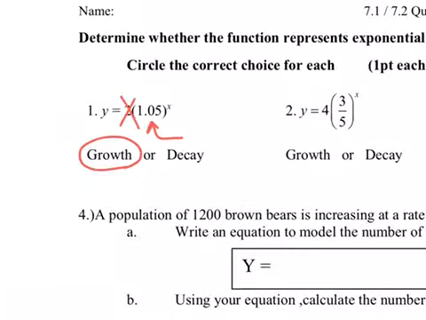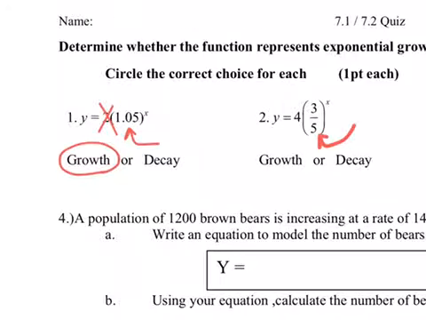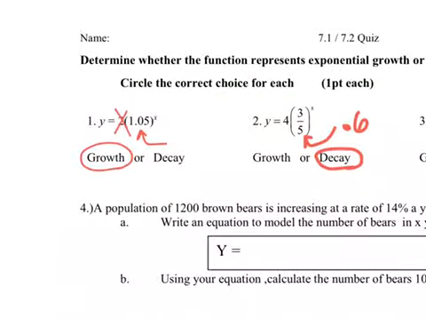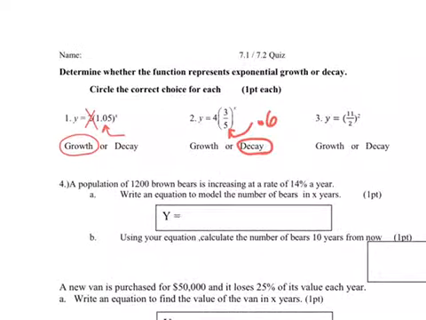If you're larger than 1, you are growth. If you are less than 1, now what you have to think about is what is 3/5 as a value, right? And 3/5 is definitely less than 1. It's a 0.6 if you think of it as a decimal. That's decay, and that would actually be a 40% decay because you're only keeping 60% of the value.